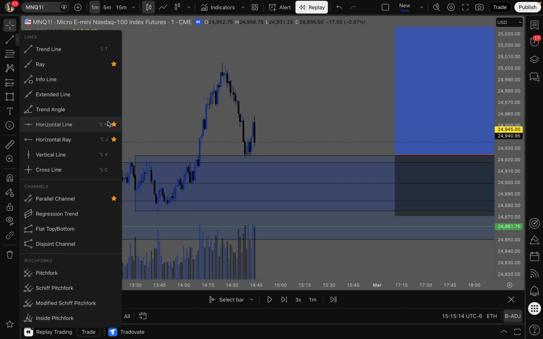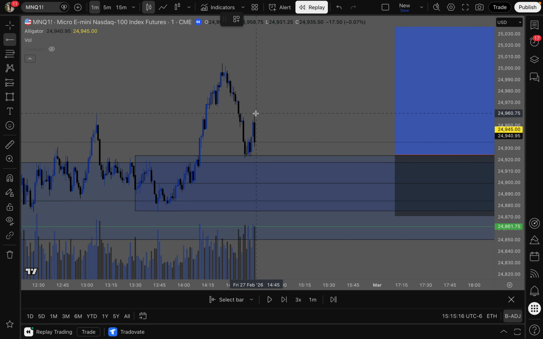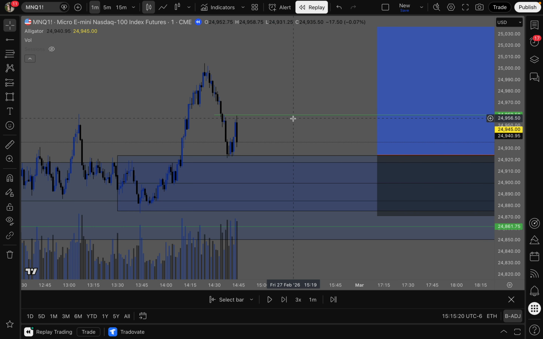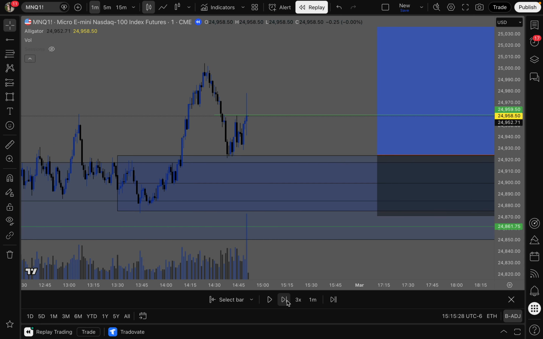So let's take this horizontal ray. Put it right here. The market breaks this, we're going to go break even. Or we're going to move our stop loss up and go break even. Instead of get a break, boom, I started getting one break here.